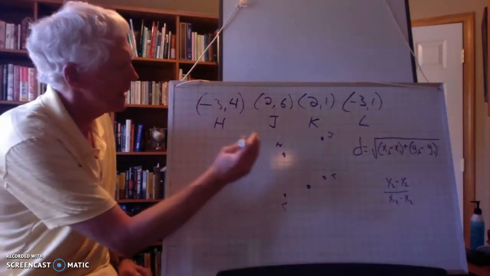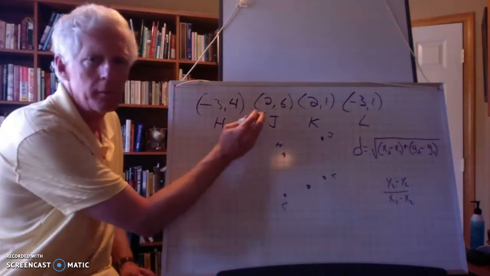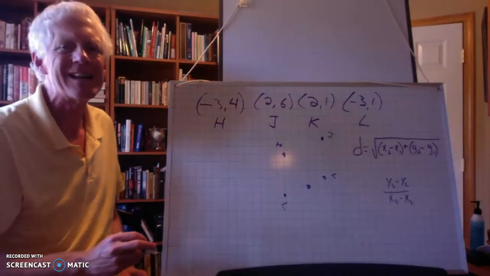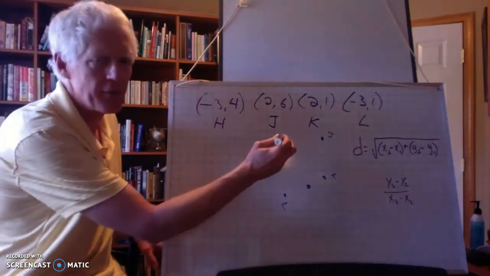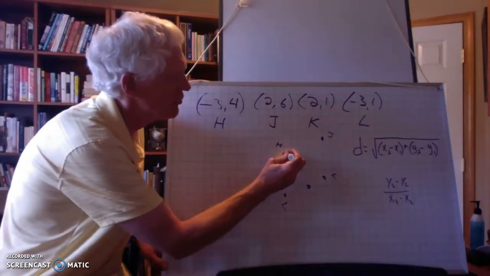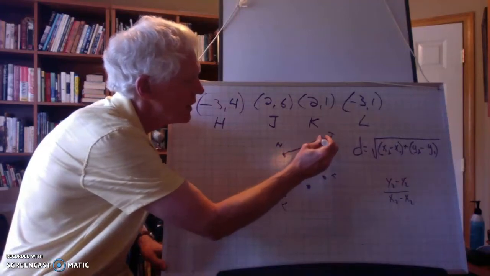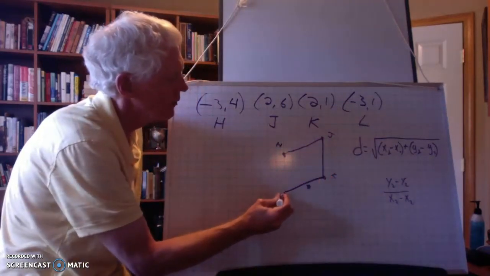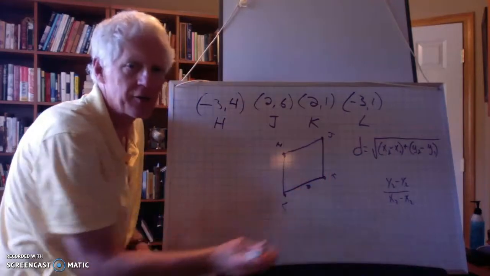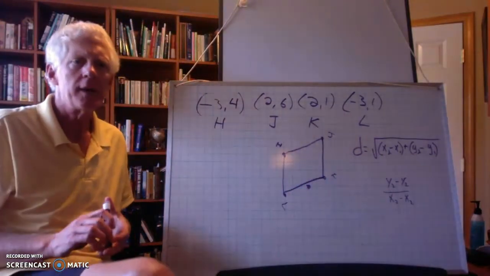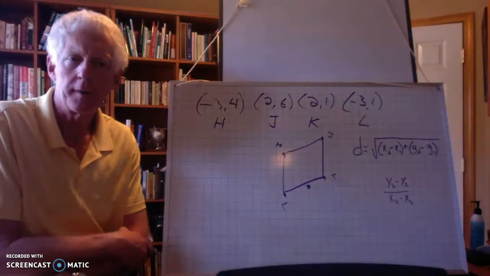I have them pre-done. H is -3 and 4, J is 2 and 6, K is 2 and 1, and L is -3 and 1. I have the points labeled. I know you can't see it very well, but I'll connect H, J, K, and L. Okay, and that's the axis. 0, 0 is right there. So there's my polygon.